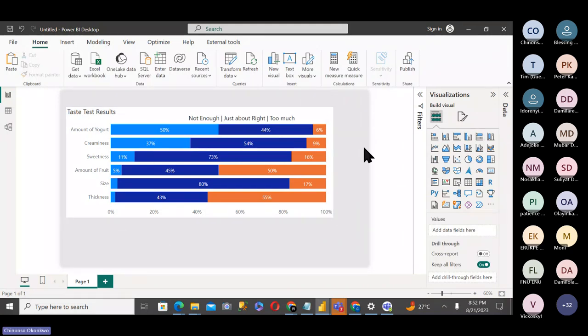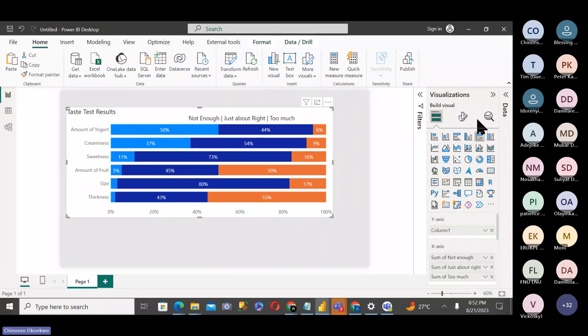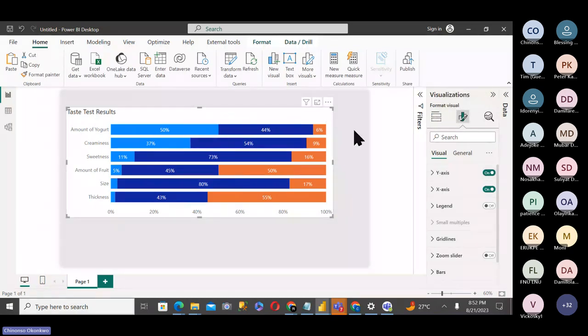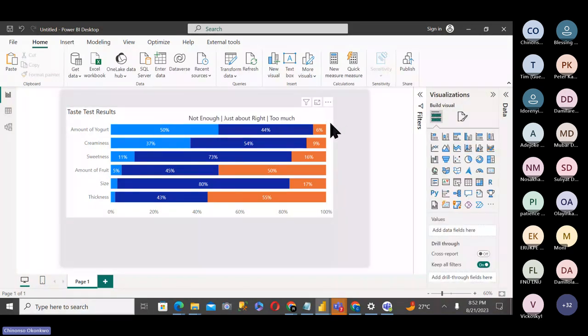So the next thing I want to do is focus on this amount of yogurt. I want to push everything to the background first. So how do you push everything to the background? Like I mentioned, you use your gray colors. So before you do anything, you have to select your visual. Come here to your format, your visual.